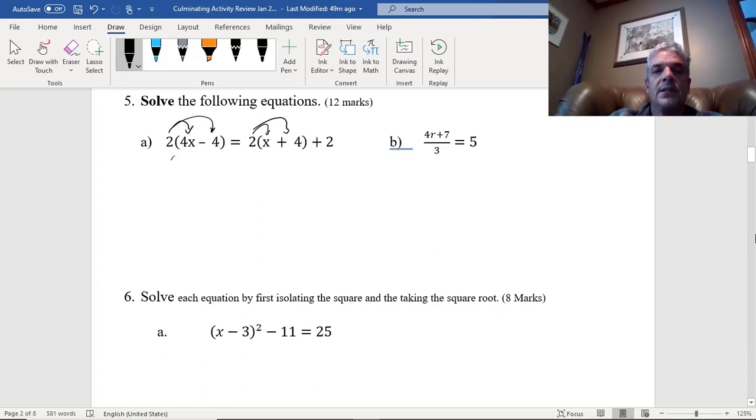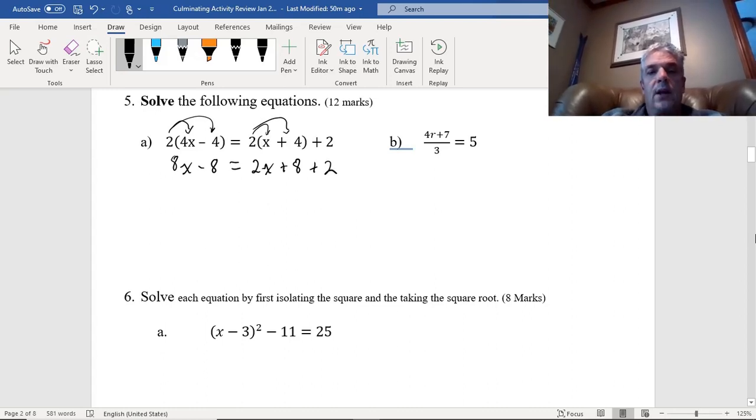2 times 4x will give us 8x. 2 times minus 4 gives us minus 8. And that equals 2 times x, which is 2x, and 2 times 4, which is plus 8. And then, of course, the plus 2 goes on the end. Now, we're getting closer to solving it because we've removed our brackets. And now what we have to do is start looking at what we have to move where. And remember, terms with letters go to the left side. Letters and left. Numbers go to the right side, okay? LL, letters left, numbers right.